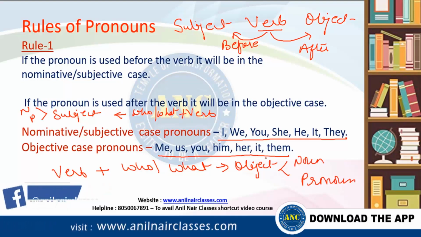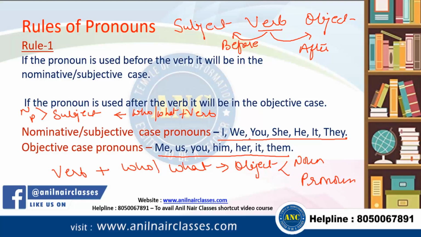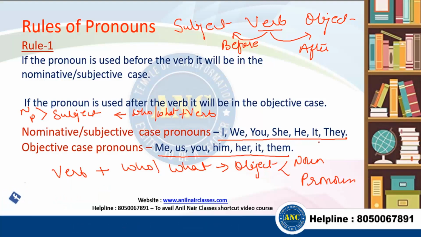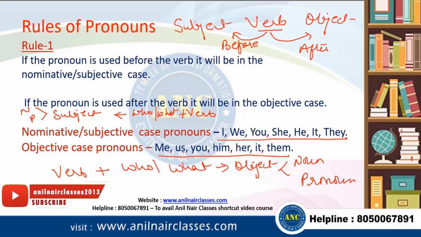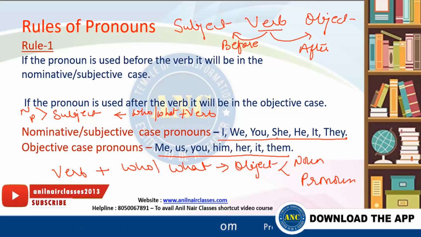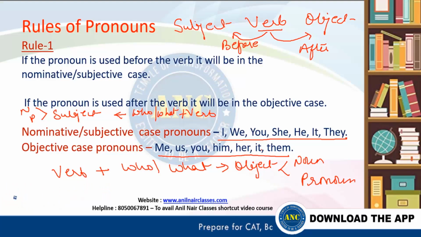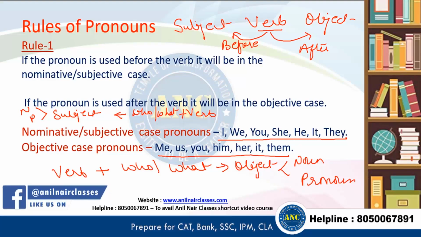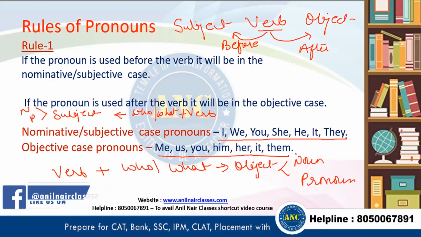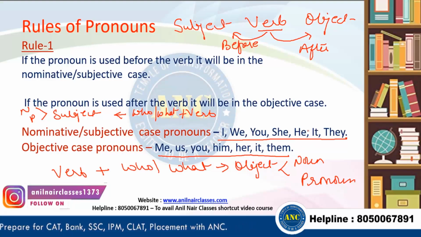So let's repeat the subject pronouns: I, we, you, he, she, it, and they. For I, it will be me. For we, it will become us. You, she becomes her, he becomes him, it, they becomes them. So me, us, you, him, her, it, and them are the object case pronouns.